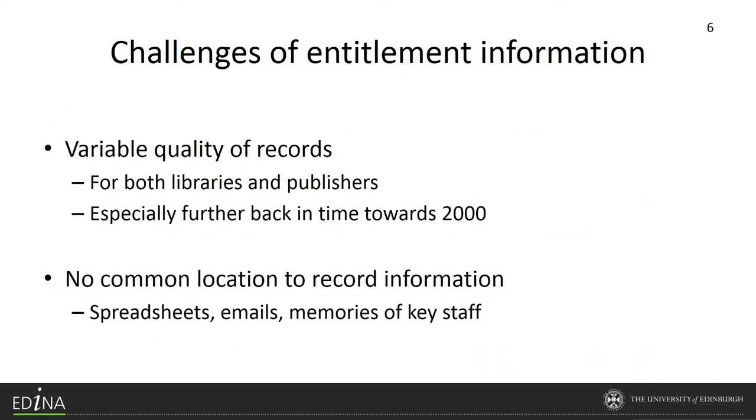Now, there are challenges to entitlement information at the moment. Largely, the variable quality of records. This is both for libraries and for publishers, especially as you go further back in time towards the year 2000. Another big factor is that there's often no common location to record this information. It could be in spreadsheets, it could be in emails, or it could be just in the heads of key staff members who have moved on, and you lose that key piece of information that helps keep your institution running.